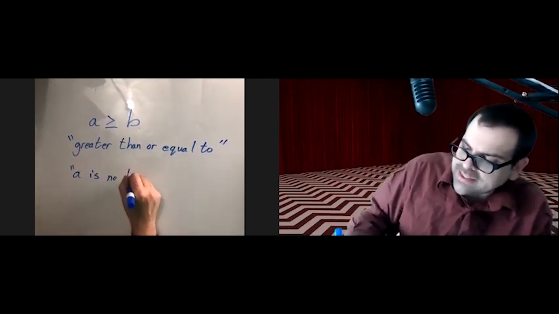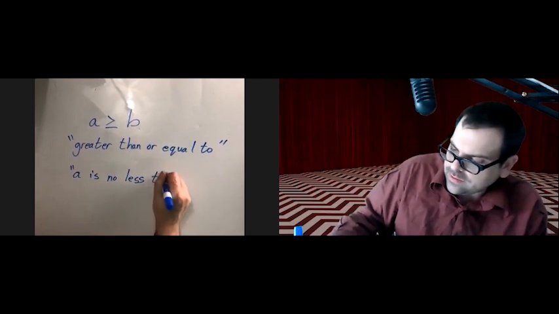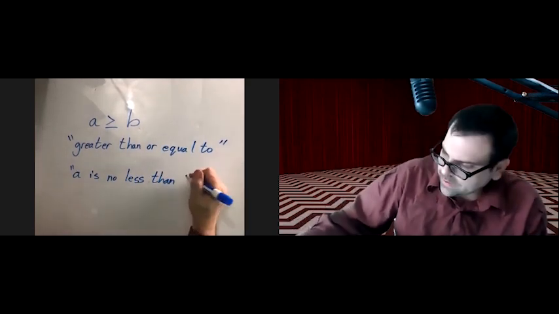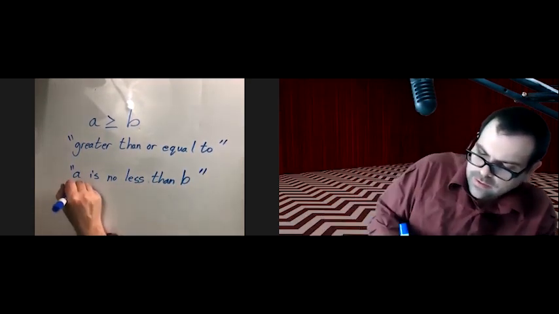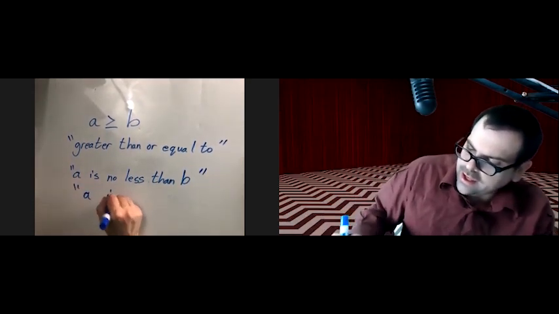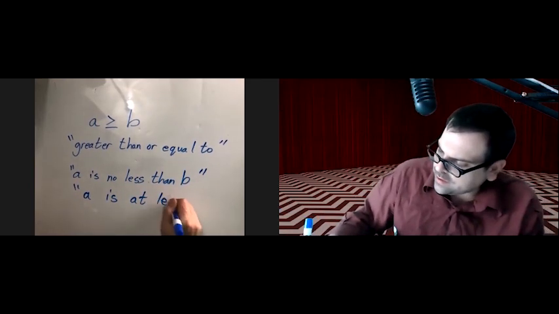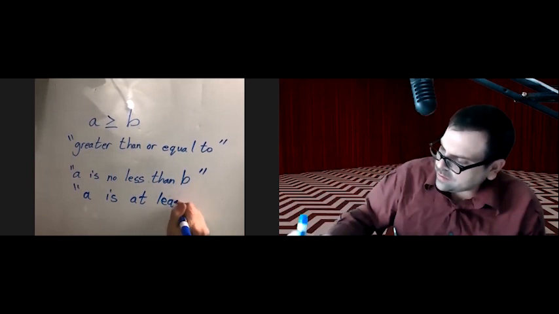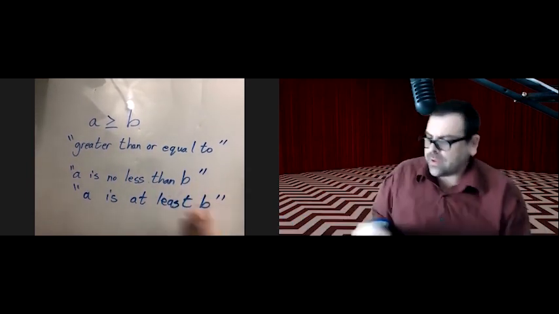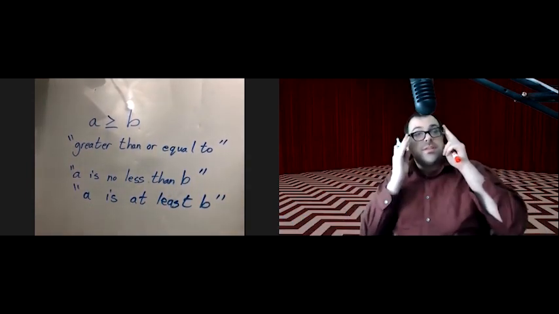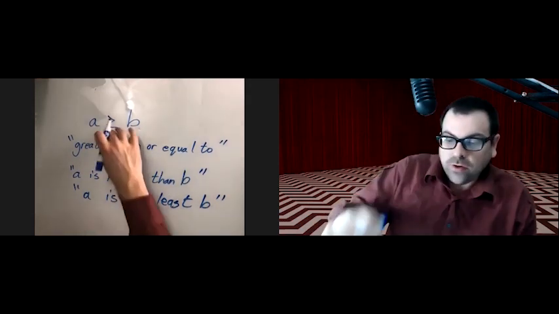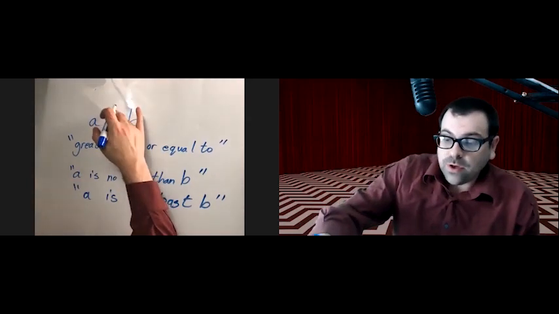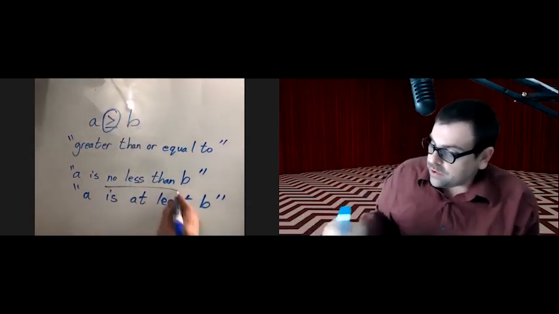A is no less than B. A is at least B. These are translations that mean greater than or equal to. If you see these in a word problem, you would use greater than or equal to.